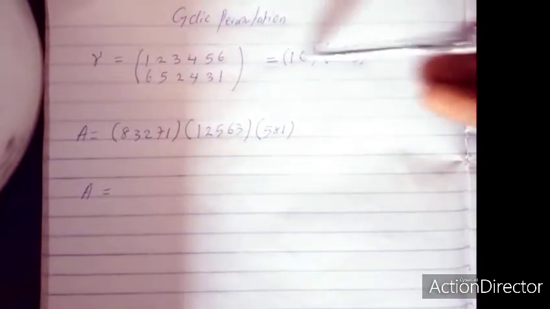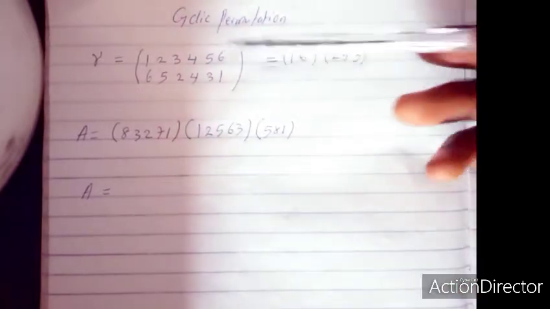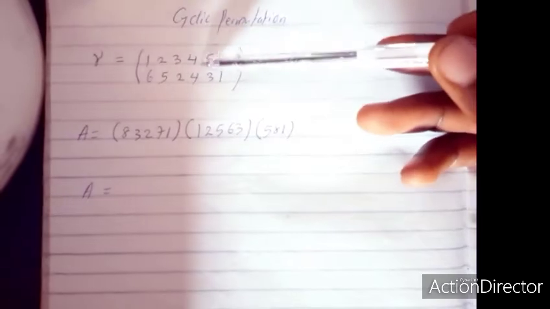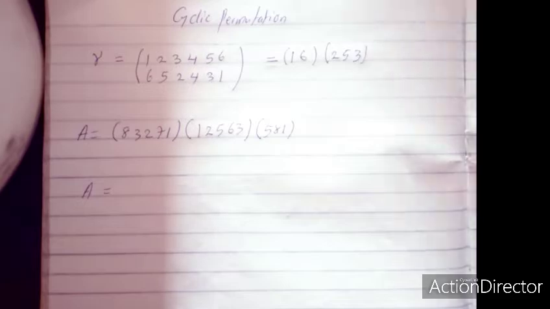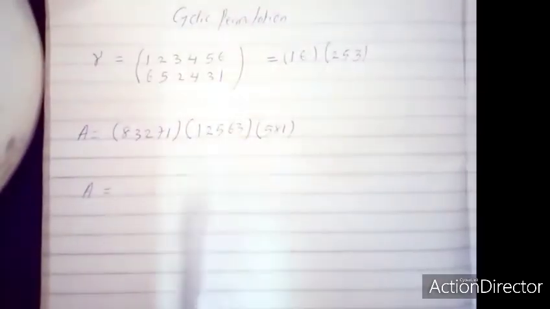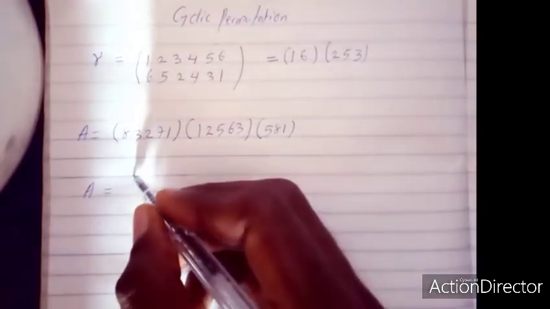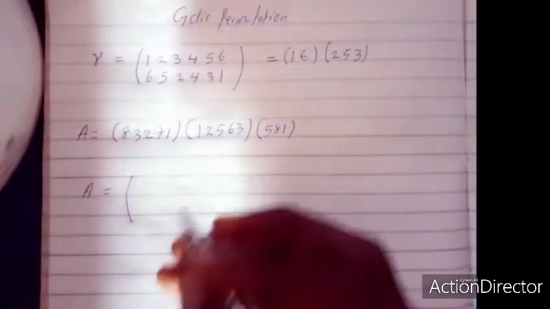Now there's only one missing element here, that is 4 maps to itself. Whenever a number maps to itself, you leave it, you won't write it here. So now let's look at this. Once we understood that example, now let's solve this.